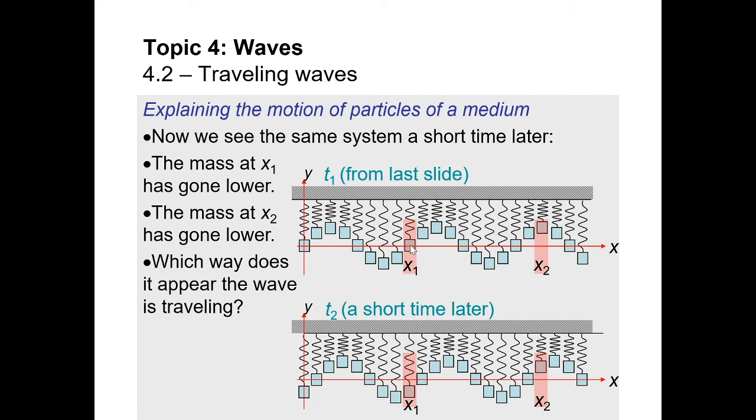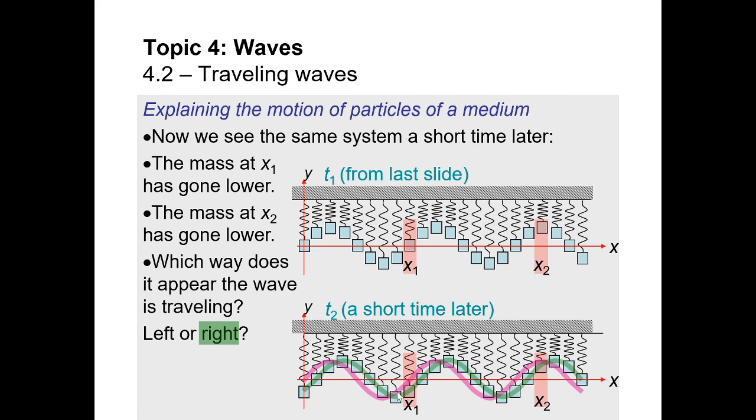All right, so based on where x1 is, and we're even told the mass at x1 has gone lower, and the mass at x2, what does it do? It also goes lower. Okay, so if they both go lower, that means that the wave has to be traveling from left to right. Okay, so that means that our original analysis was indeed correct.